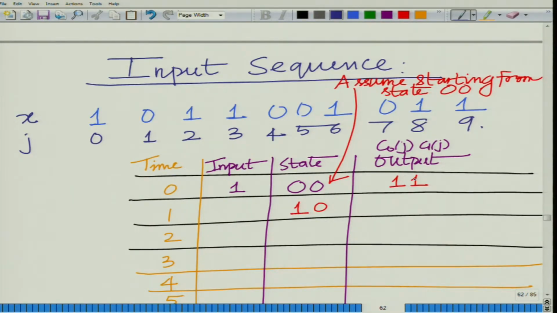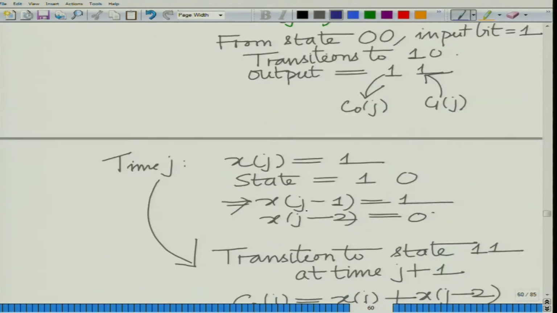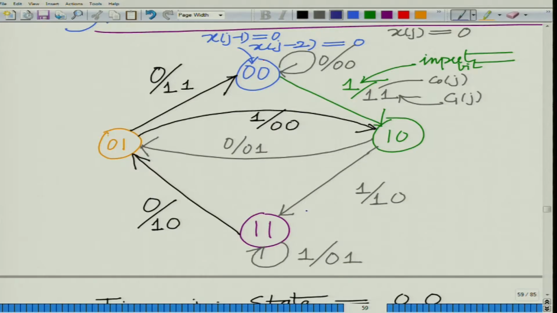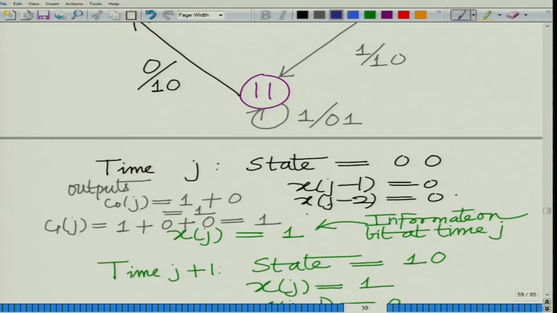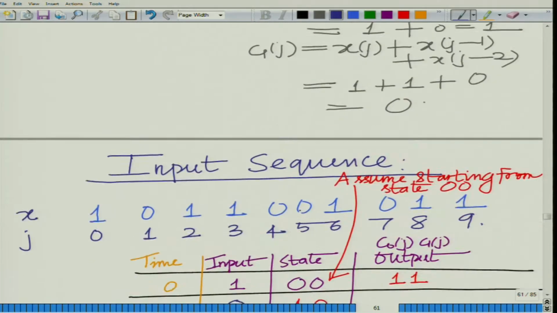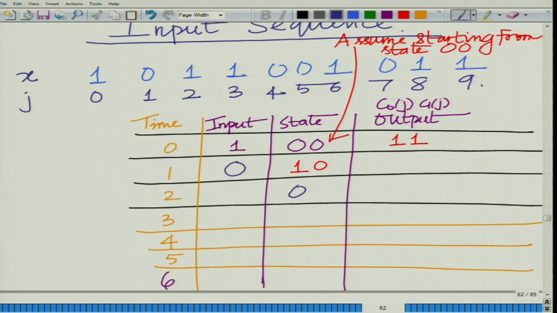Now we get the input at time instant 1. At time instant 1 the input is 0 and the state is 1 0. Let us go back to our state diagram. We are in state 1 0, the input is 0, so it transitions to 0 1 and the output is also 0 1. So the next state will be 0 1, and the output will also be 0 1.